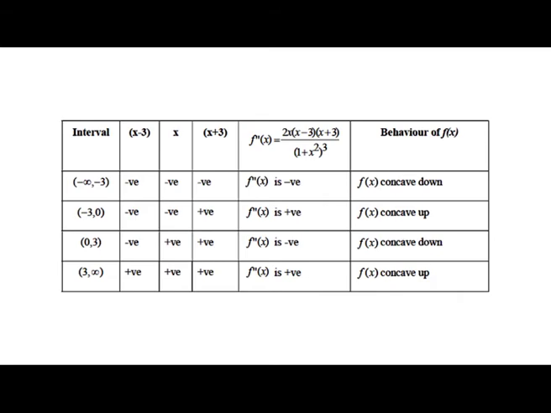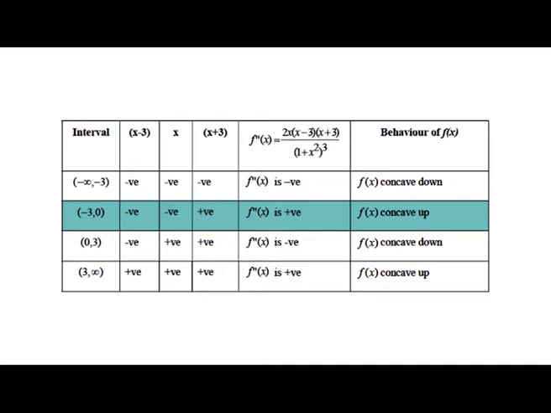Above conclusions can also be verified from following table. In the interval minus infinity to minus 3, x minus 3 is negative, x is negative, x plus 3 is negative. Hence, f double dash of x equal to 2x into x minus 3 into x plus 3 whole divided by 1 plus x square whole to the power 3 is negative. Thus, f of x is concave down. In the interval minus 3 to 0, x minus 3 is negative, x is negative and x plus 3 is positive.